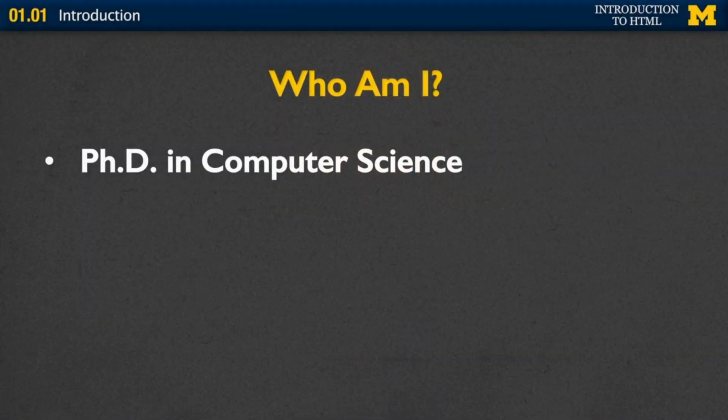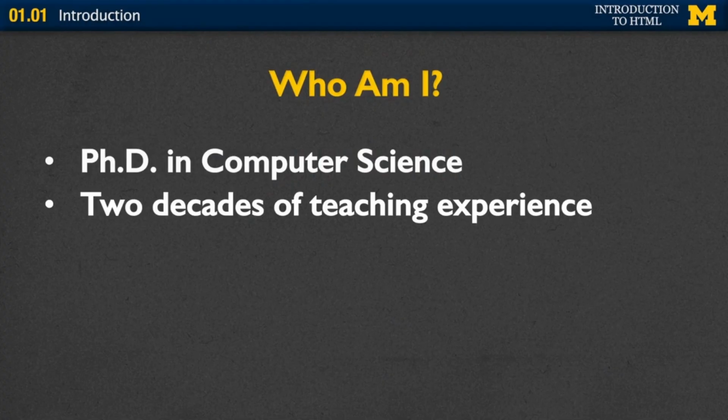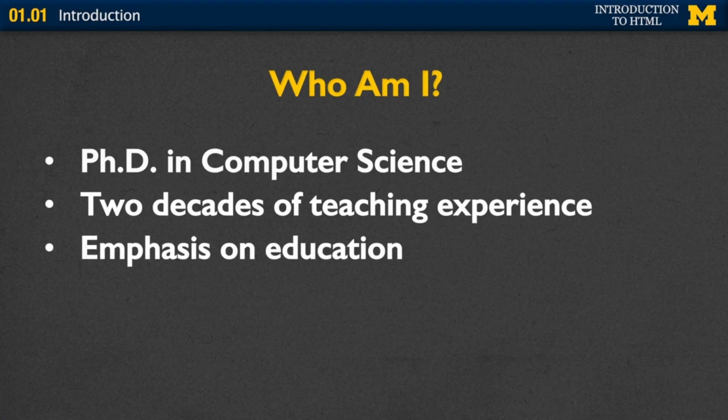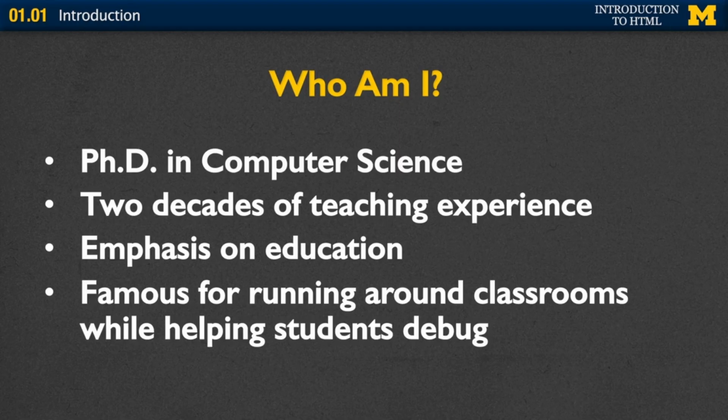So a little bit about who I am. I have a PhD in computer science, which is really the least important part of my qualifications to teach this class. Instead, I have 2 decades of teaching experience, and I have taught a wide range of different students. My emphasis has always been on education. And I'm somewhat famous for running around the classroom, helping people debug their code, finding out what's going on here, finding out what's going on there. So this whole idea of teaching this class is kind of novel to me because I'm sitting here, not moving. So the important part is that I really do care about people succeeding, and so I'm hoping that I can help you take your skills to the next level.